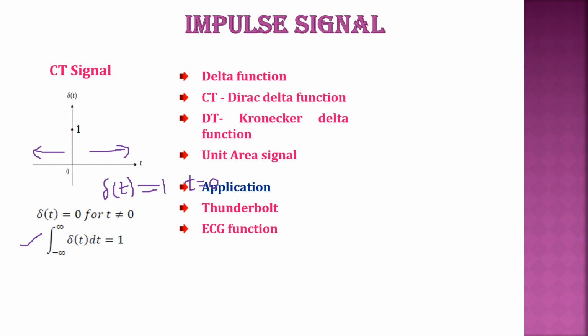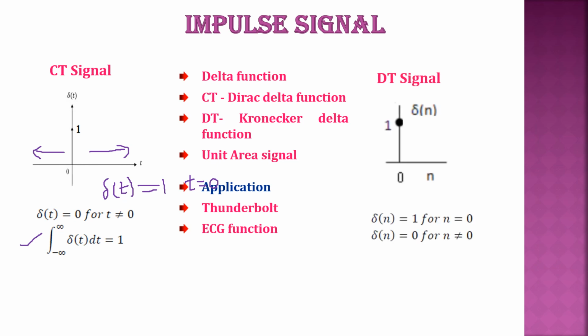In DT form, the same way, del of n is equal to 1 for n is equal to 0 and del of n is equal to 0 for n not equal to 0. Now since you just have a spike of the signal, where can you see it? It is your thunderbolt. When you hear a thunder, that signal is nothing but an impulse signal. And in an ECG function, you just have a spike here. So that is also an example of an impulse signal.